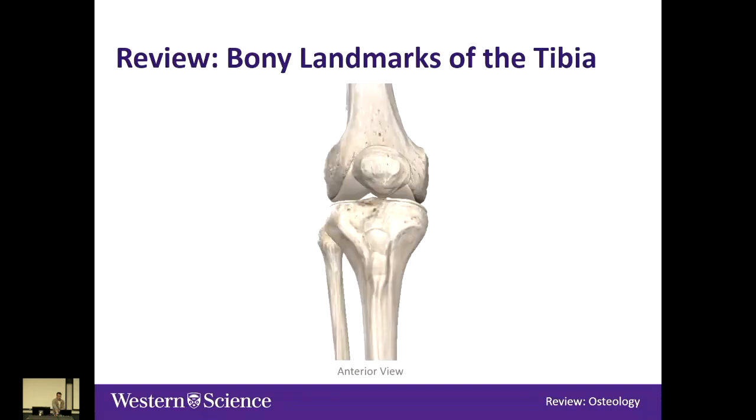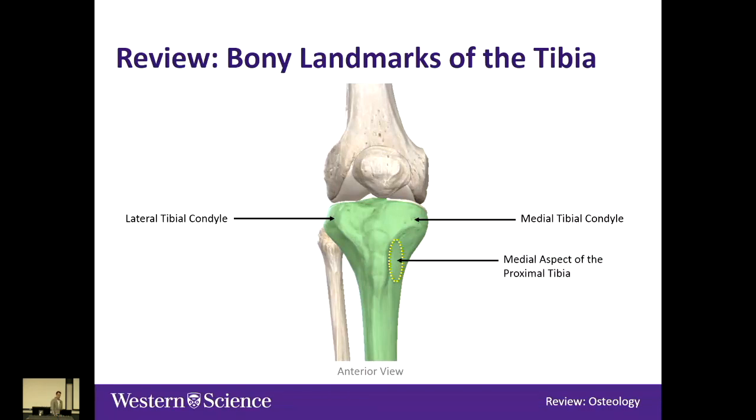And last, the osteology before we actually dive into the muscles and the more fun part. So we have the knee, we have the femur up at the top. You can see a piece of the patella. And here we have the tibia highlighted in green. And very easy landmarks: lateral tibial condyle on the lateral side, medial tibial condyle on the medial side. And then we have a region on the medial aspect of the tibia, which we're going to scientifically just call the medial aspect of the proximal tibia.